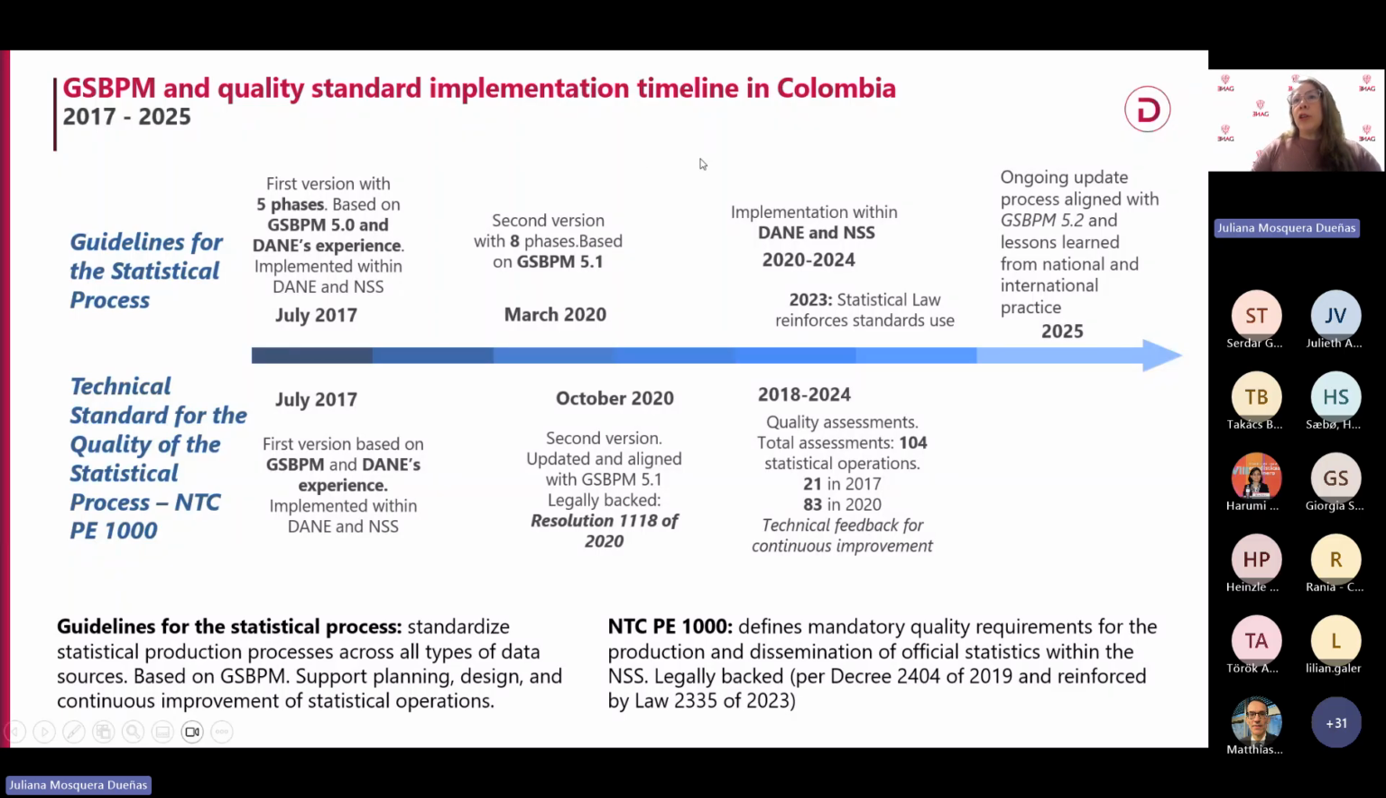Then we had this implementation from 2020 to 2024. Important to notice that we had the statistical law in 2023, and this reinforces the usage of these 2 standards. We also had 104 quality assessments during the period, and this was pretty useful for us to get technical feedback for continuous improvement of the statistical operations. Currently we are updating our 2 standards, and we want to align them to GSBPM 5.2, taking into account our experiences and international practice.